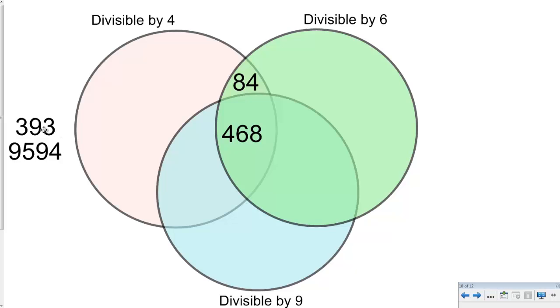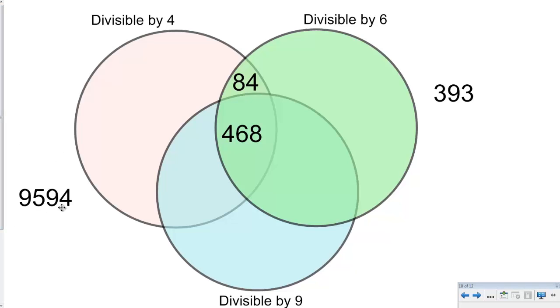What about 393? Is it divisible by 4? No, it doesn't end in an even number. Is it divisible by 6? No, not an even number. Is it divisible by 9? We'll add them up. 9 and 3 is 12, 12 and 3 is 15. Does 9 go into 15? No, it doesn't. So it stays out of the circles on the side.